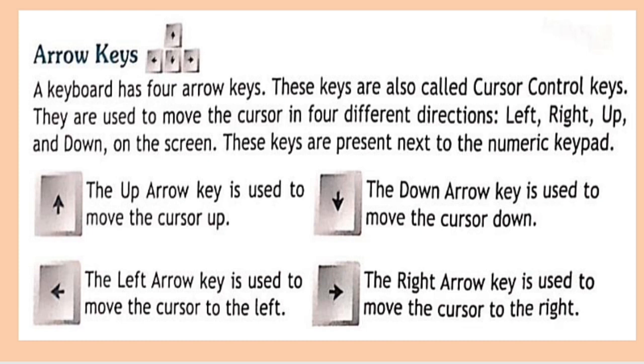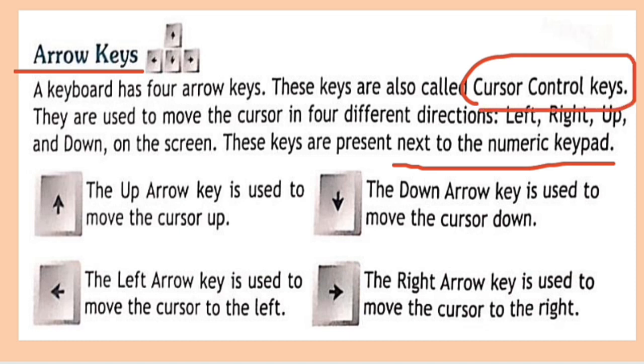After that there are arrow keys. Arrow keys are used to move the cursor in left, right, up and down positions. These keys are present next to the numeric keypad. These keys are also called cursor control keys.